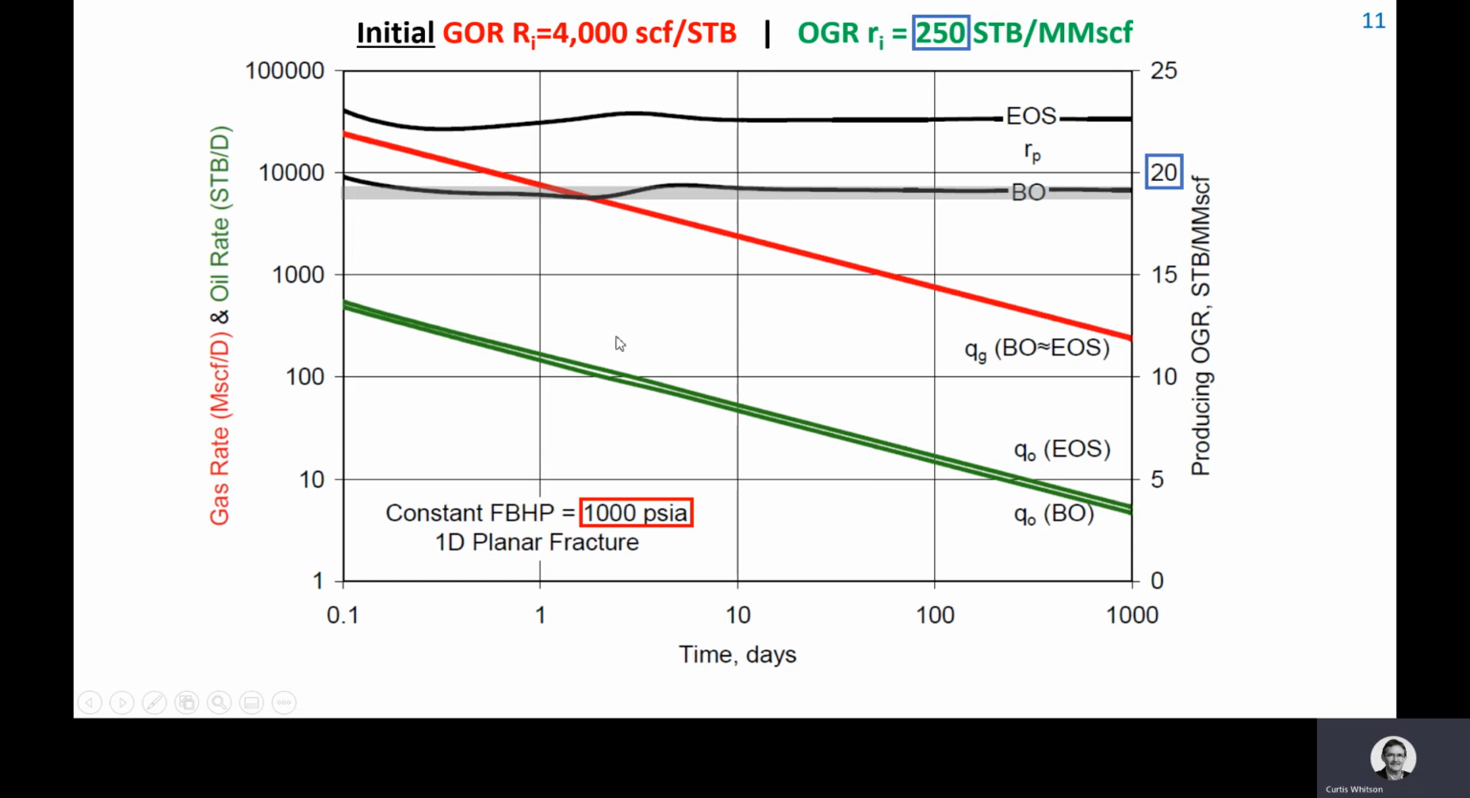The log-log plot with linear half slope here basically is showing infinite acting behavior. Bottom hole pressure is 1,000 psi. What we want to look at is the ratio of oil to gas rate. You can see that it's completely constant throughout the entire infinite acting time of 1,000 days here at about 20 barrels per million.